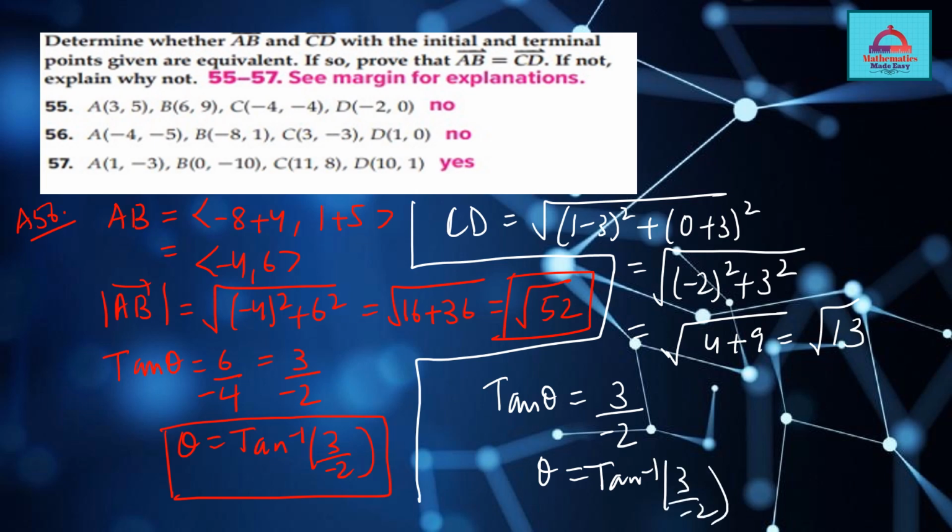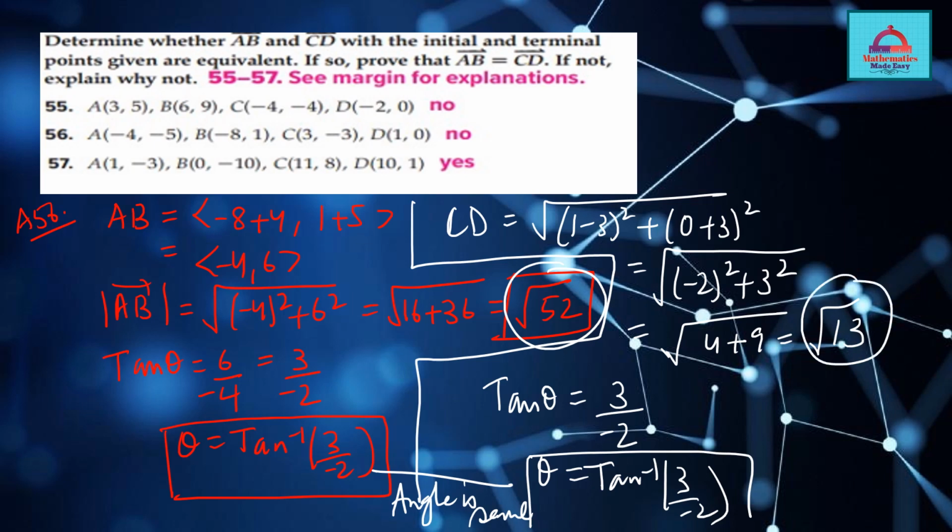So theta is equal to tan inverse 3 over minus 2. If you notice here, the angle is the same, but the magnitude is different. Here it is square root of 52, here it is square root of 13. So the answer will be no, they are not equivalent, because in order to be equivalent, both the magnitude and direction have to be equal, and that is what is going to happen in question 57.